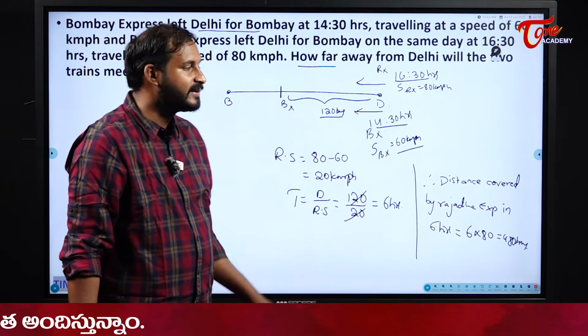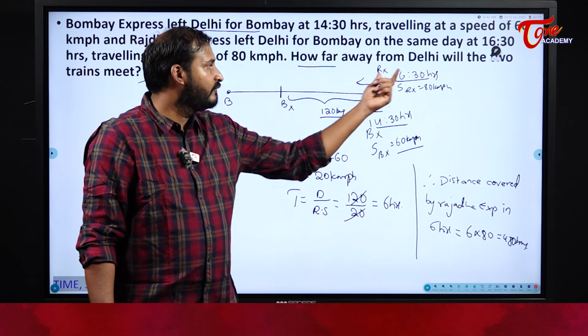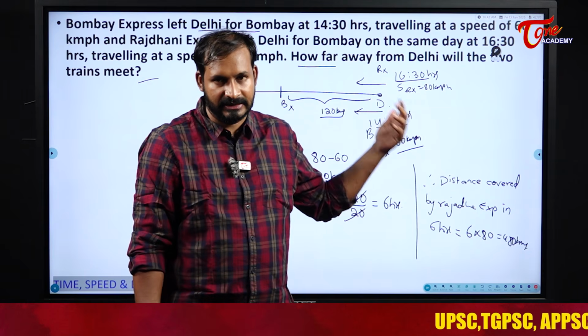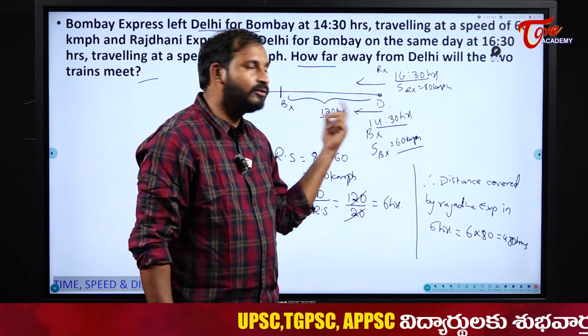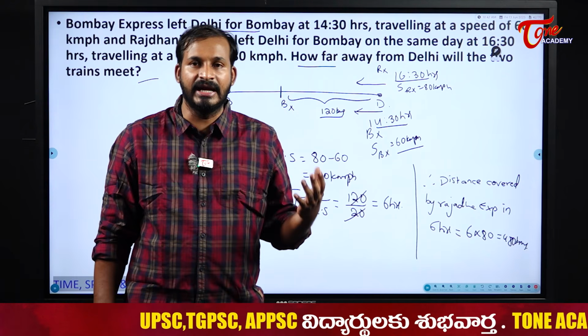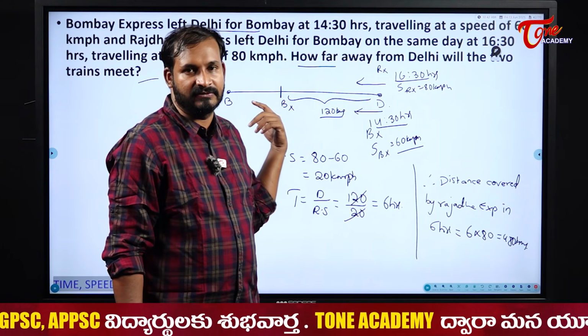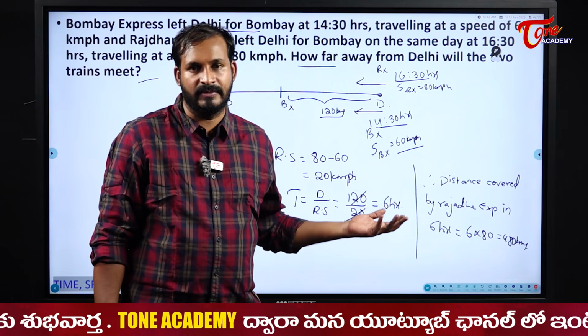Or else, you can also say that when the two trains are meeting, 4:30 plus 6, that means at 10:30 p.m. both the trains are meeting each other. So from 2:30 to 10:30, what is the time difference? 8 hours. You can also say that what is the distance covered by Bombay Express in 8 hours. That one also will give you the same answer, that is 480 kilometers. It is up to you.